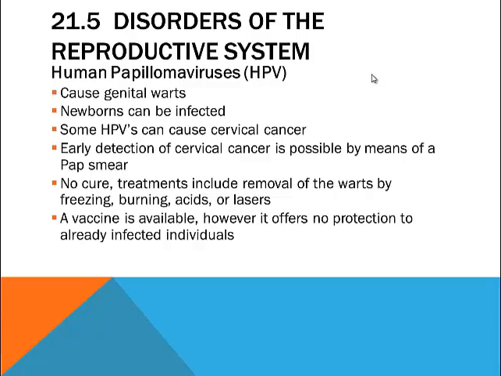In June 2006, a vaccine was developed for the 4 most common types of HPV in the United States. However, it offers no protection against individuals who are already infected. For cervical cancer, the early detection includes a pap smear, which is where cells are removed from the region of the cervix for microscopic examination. If they are cancerous, a hysterectomy, which is the removal of the uterus, may be recommended.